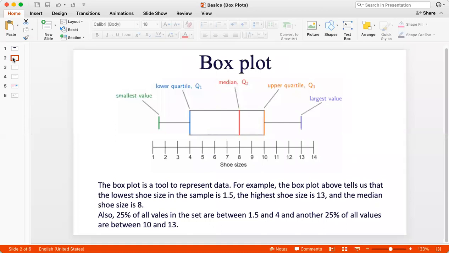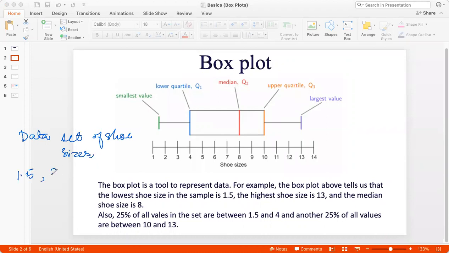So this is how a box plot looks, right? There is a box in the middle, and then there are two extensions coming out of the box. So it's a tool to represent data. For example, if this box plot tells us that the lowest shoe size in the sample is 1.5. So let's say that I have a data set of shoe sizes, right? And my data set starts from 1.5 to 3, 3.5, and goes up to 13.